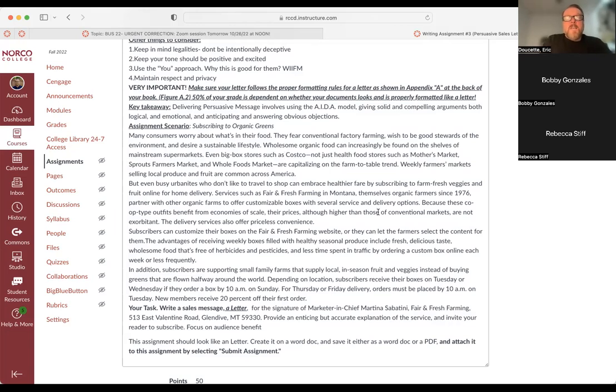And you're actually addressing the letter from Martha Sabatini. It says right here, sales message for the signature of Martha Sabatini, and that's her address and so on. You're persuading me, so send it to Eric Doucette, Norco College, and then send it from her. So you're writing on her behalf and you're trying to get me to subscribe to Organic Greens.